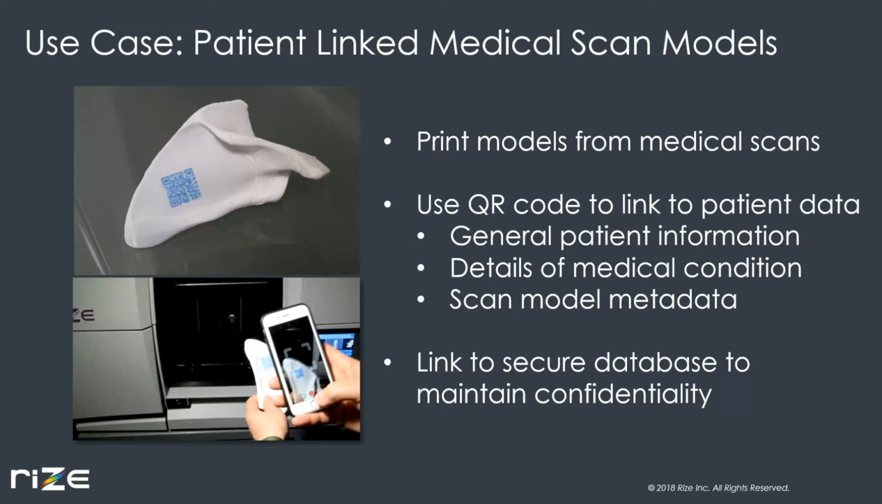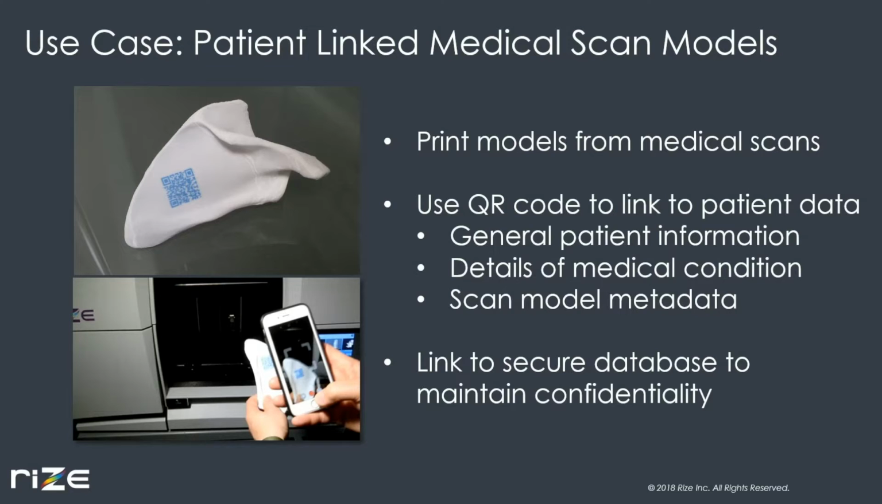Here is another use case for 3D printed QR code technology. For a variety of medical reasons, doctors will use MRIs and CAT scans to model the bones and other organs of their patients. Printing these models in 3D is useful for visualizing the problem during pre-surgery planning and can also enhance doctor-patient communication. QR codes can be a very useful tool in this case. A QR code applied to the surface of a printed model can link that model to a database of information about the patient, their medical condition, and the scan metadata of this particular model.